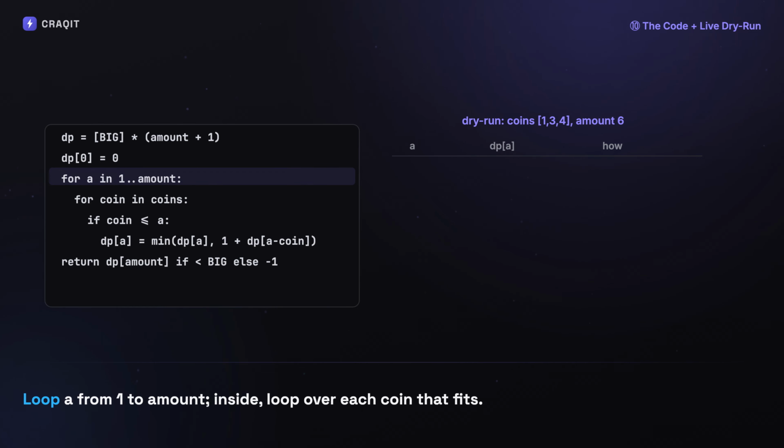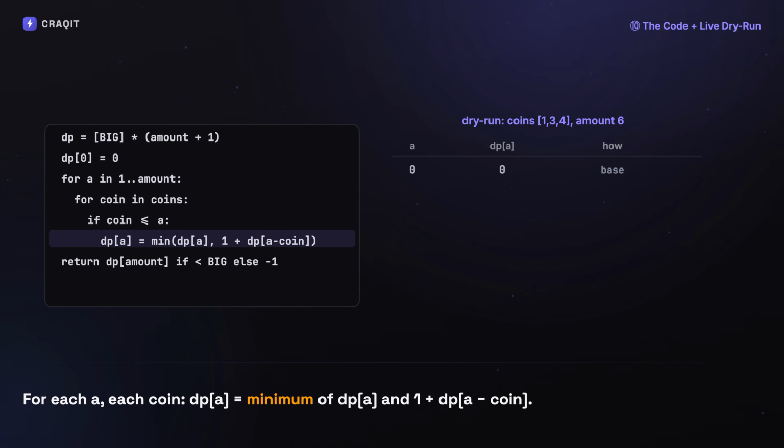If the coin is less than or equal to A, set dp of A to the minimum of dp of A and 1 plus dp of A minus coin. At the end, return dp of amount if it isn't the sentinel, otherwise -1.